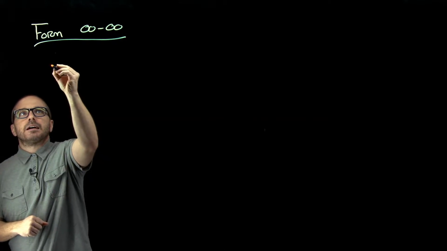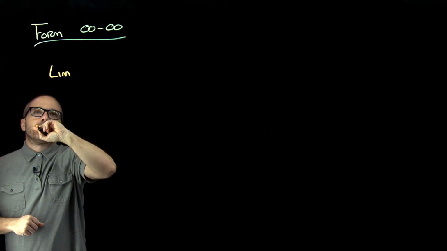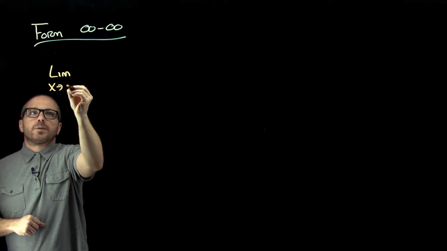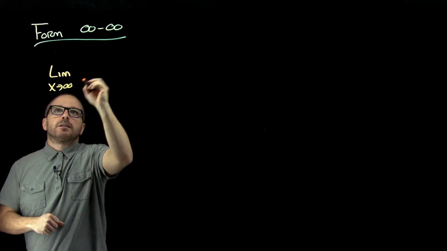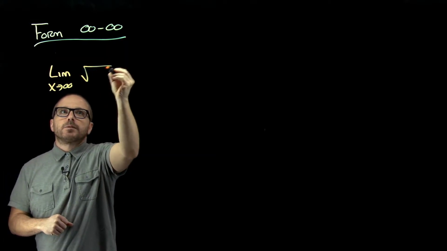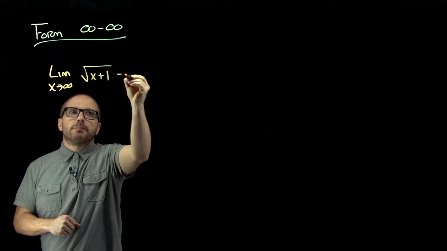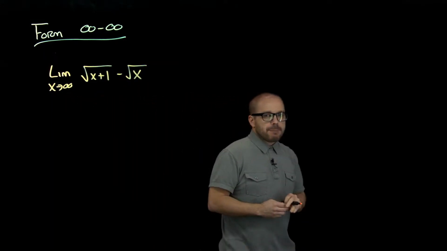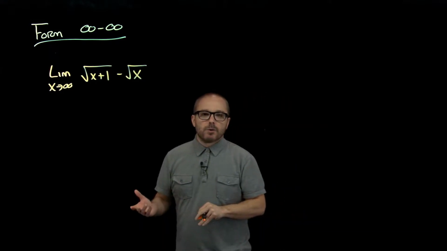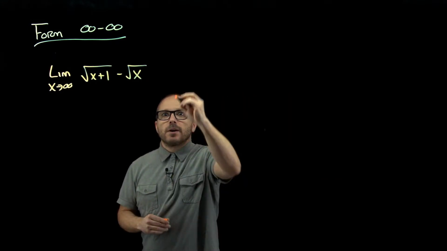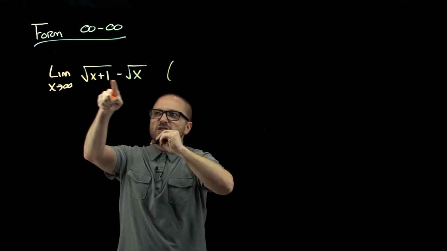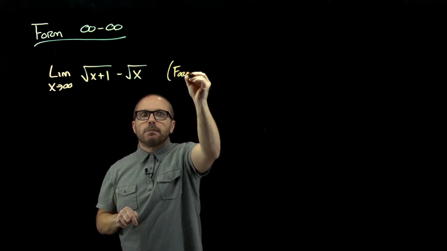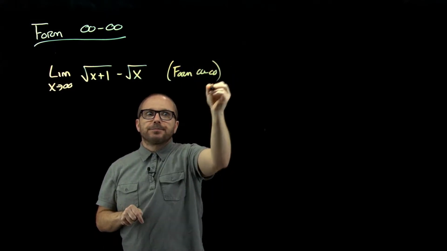Say we were taking the limit as x goes to infinity of square root of x plus 1 minus the square root of x. Now, the square root function we know goes to infinity. And this one's just shifted over a little bit from this one. So we are looking at a form of infinity minus infinity.